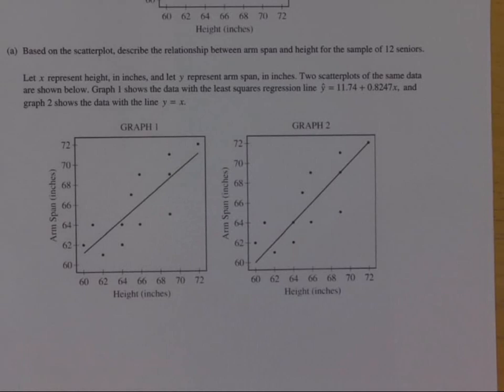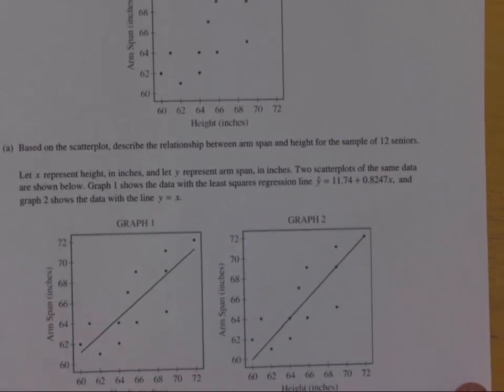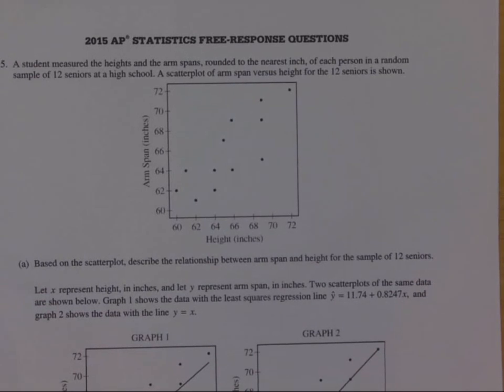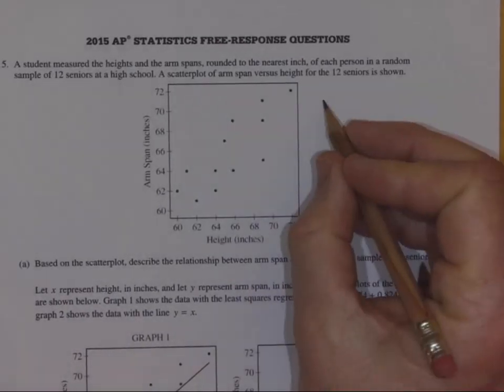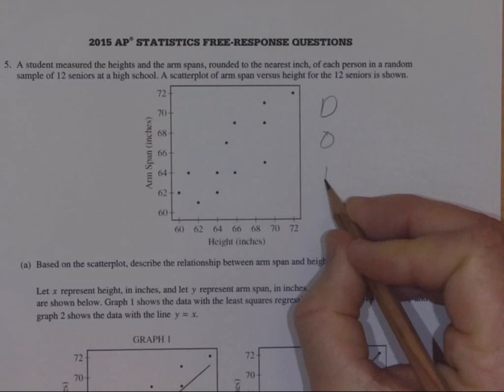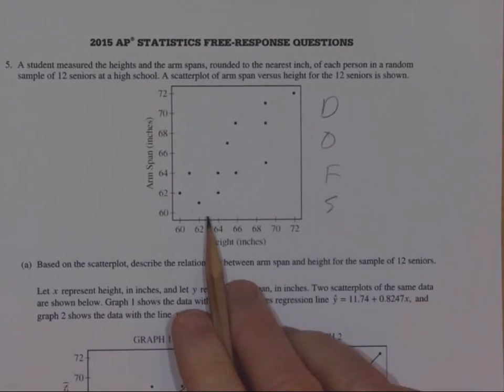Okay, so let's look at the answer for this. This one is a linear regression problem. Part of it is straightforward, and the other part takes a little bit of ingenuity. The first thing it says is, based on the scatter plot, describe the relationship between arm span and height. That's DOFS: direction, outliers, form, and strength. So you'd have to say it's positive.